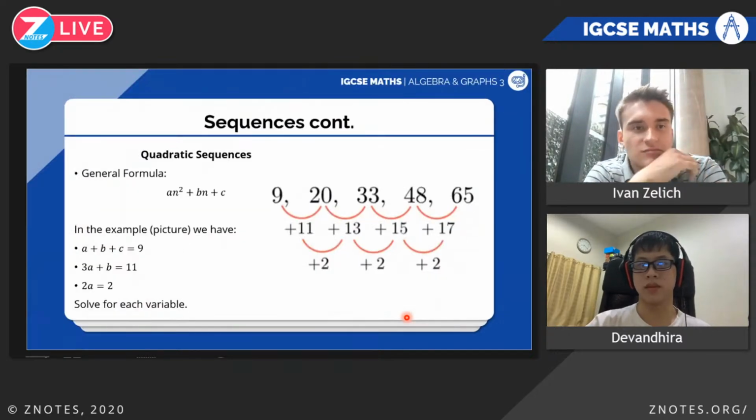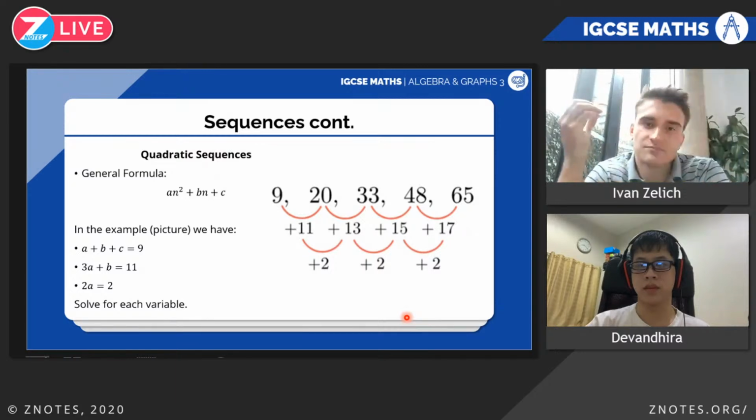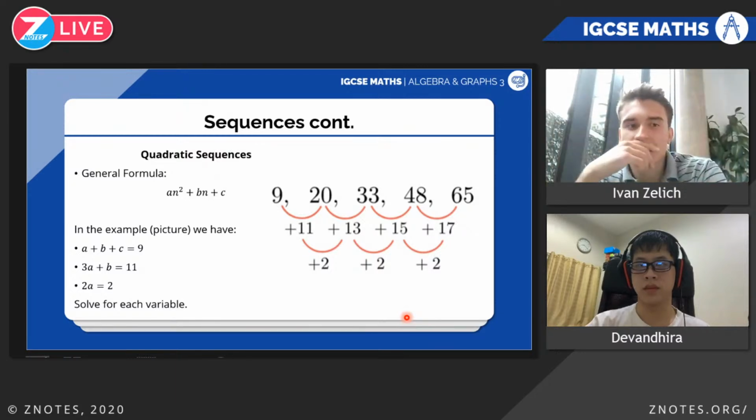And so, yeah, now we continue with sequences. When you're dealing with sequences that are made by polynomials, one way to analyze these is through finite differences.